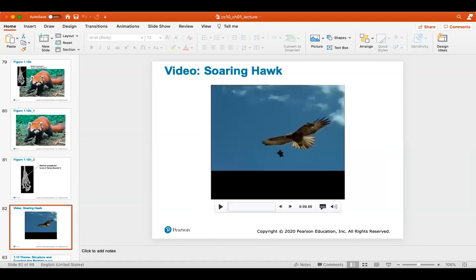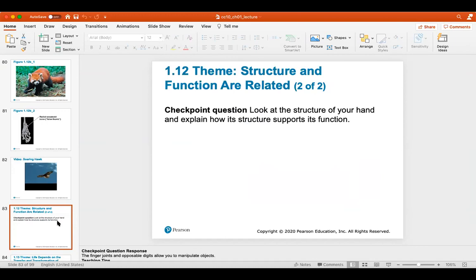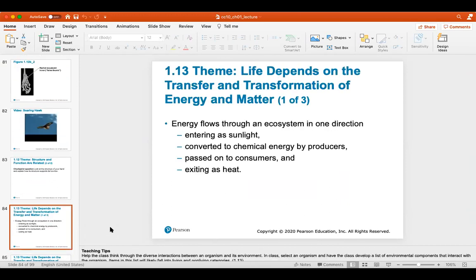Here's a video about a soaring hawk showing the structure of its wings, showing how it can soar through the air and kind of glide and float. Again, a great video to watch. Download the PowerPoint and you'll be able to watch all those. Look at the structure of your hand and explain how its structure supports its function. You'll notice that you have different joints in your fingers and opposable digits, which allow you to manipulate objects. Opposable digits means your thumb is able to touch your fingers to pick up structures.